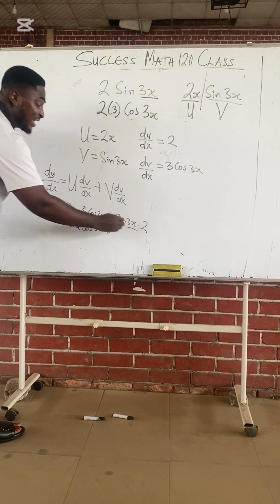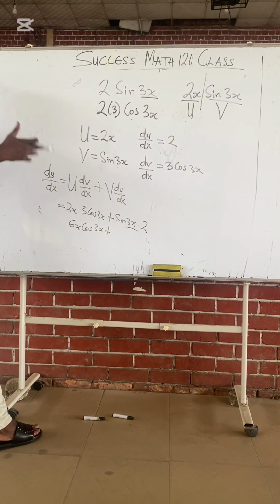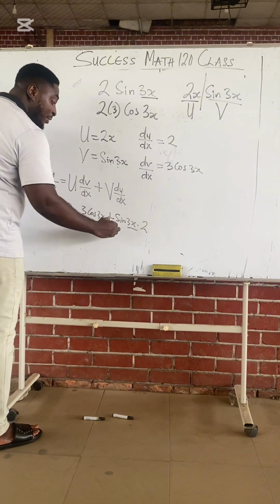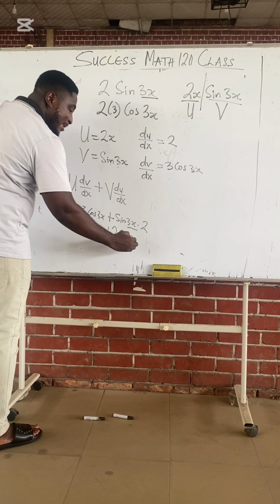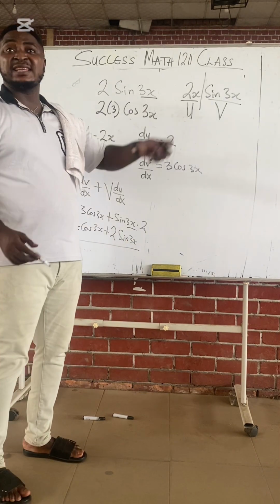Don't use this 2 to multiply 3x. You know that, right? 2 has no right to multiply 3x, because 3x is in front of a trigonometric function. Instead, this 2 will just come to the back and become 2 sine 3x. Final. Class, this is the differentiation of 2x sine 3x.